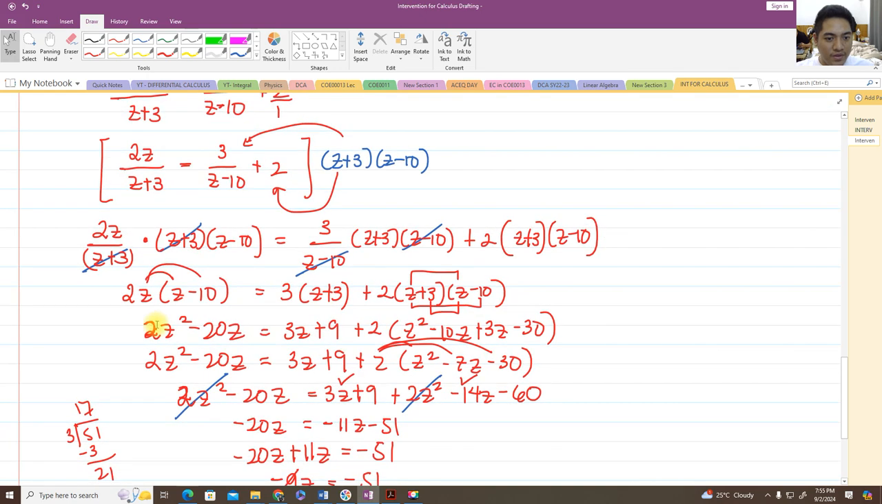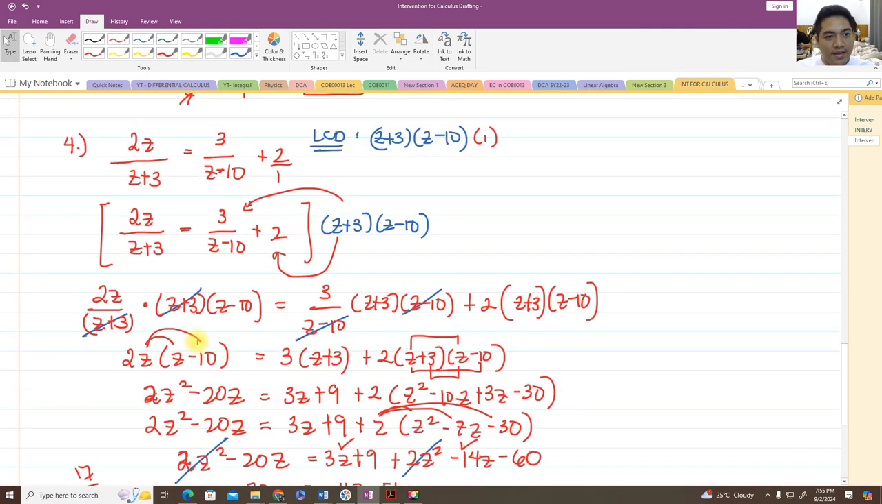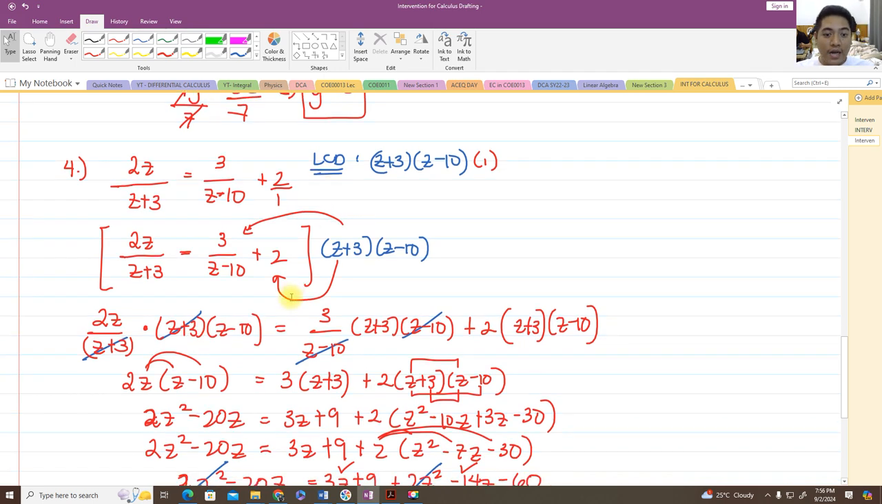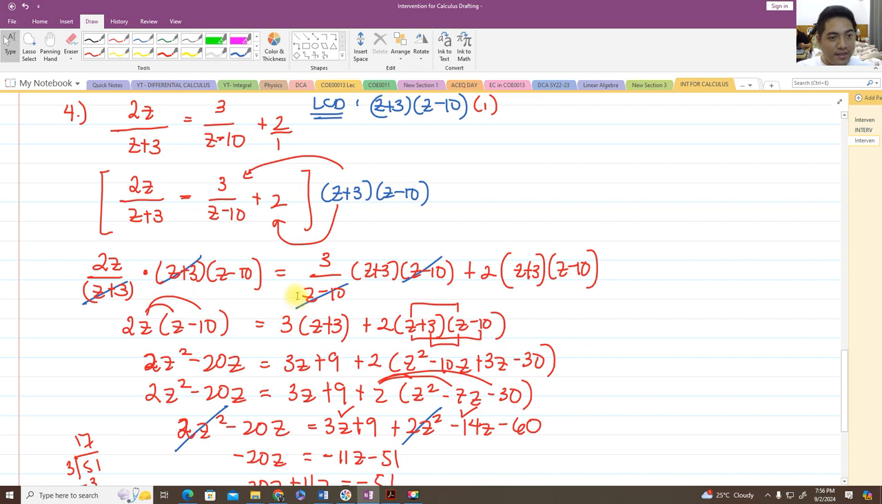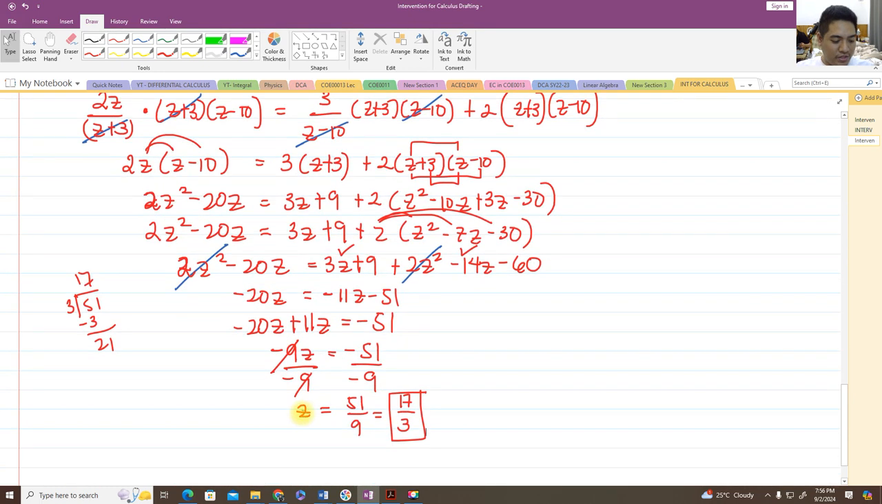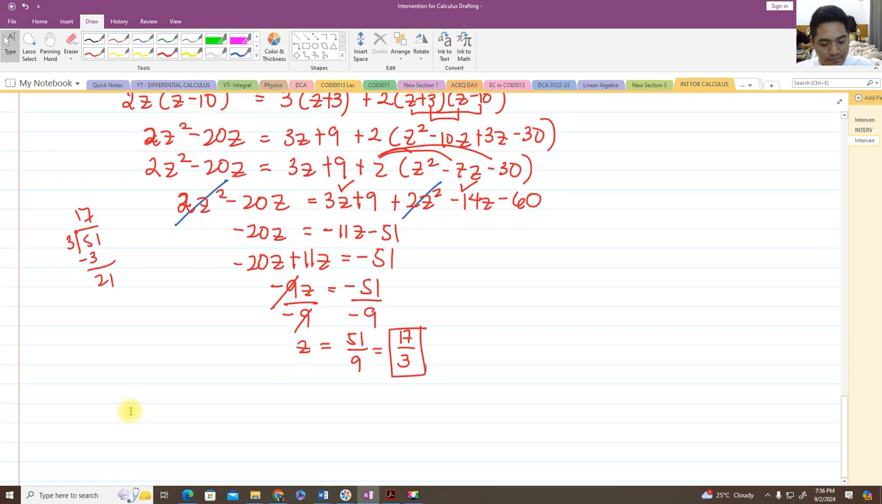Alright, so what we did, we just get again the LCD, okay, to be able to multiply the whole LCD on the linear equation, and after that, we just eliminated the denominator and simplified the following expressions or the following equation.